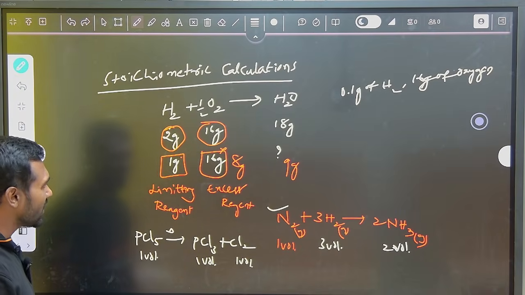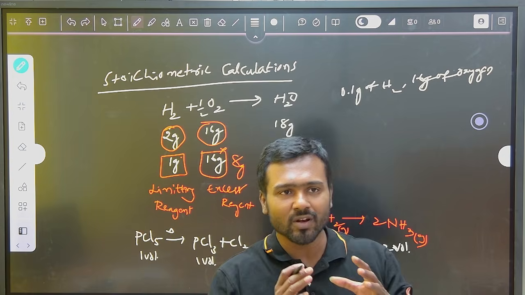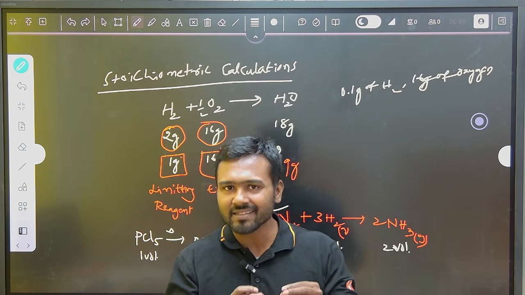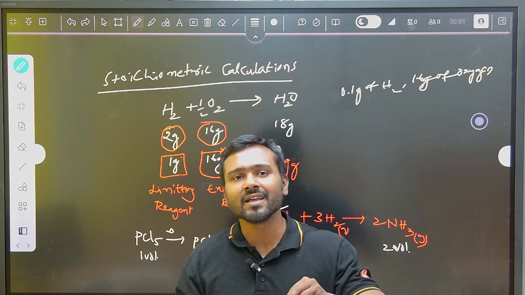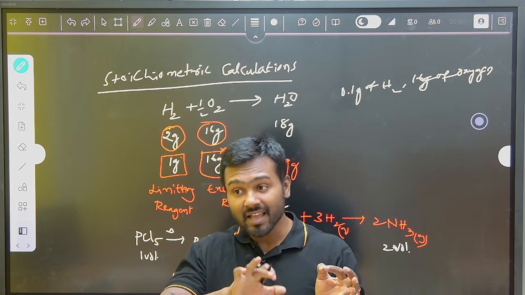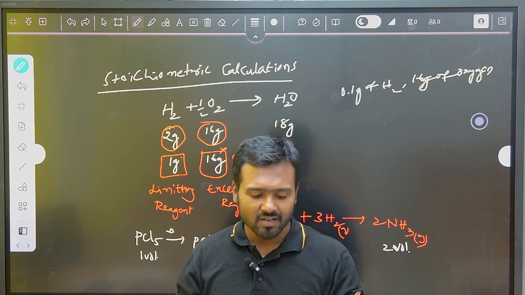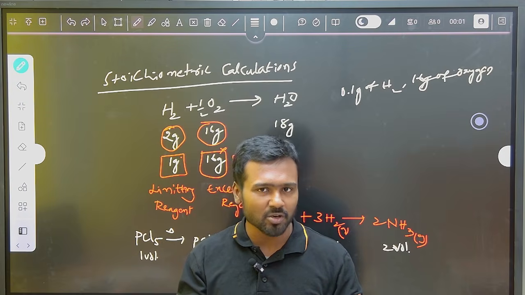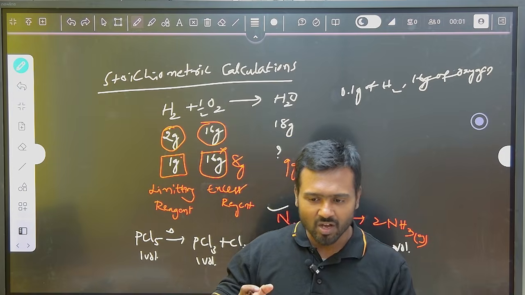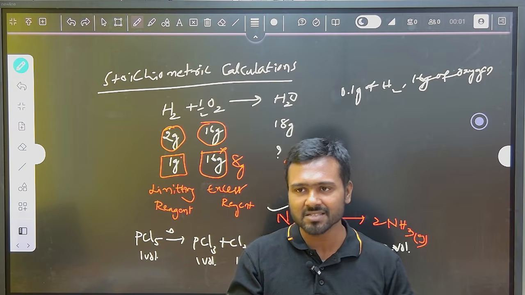So I hope you understood what a limiting reagent is and what an excess reagent is, and remember, always the limiting reagent only decides the amount of product formation. The limiting reagent is the one present in the lesser quantity, or completely consumed in a chemical reaction, or the reactant which decides the amount of product formation. Any of these definitions we can say. So if you want to find out how much product is formed, you have to take only the limiting reagent, not the excess reagent.